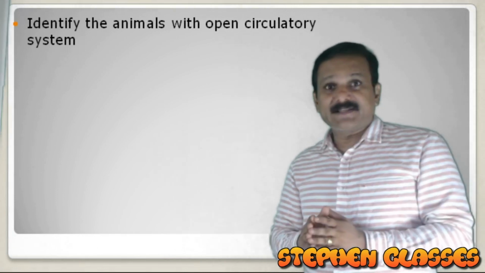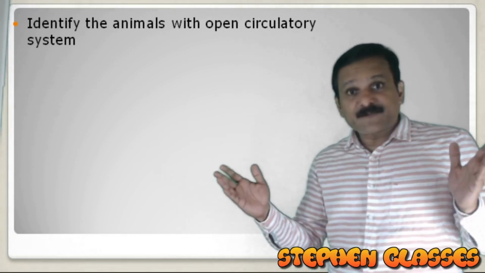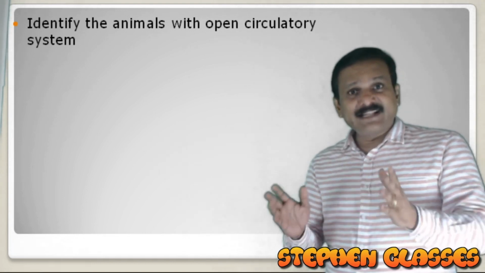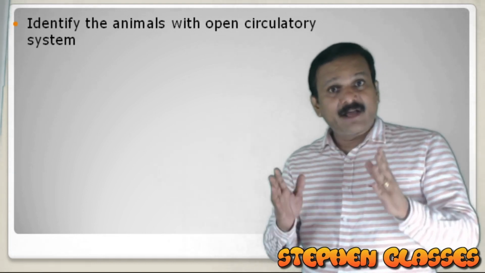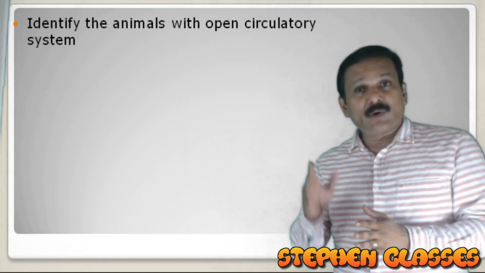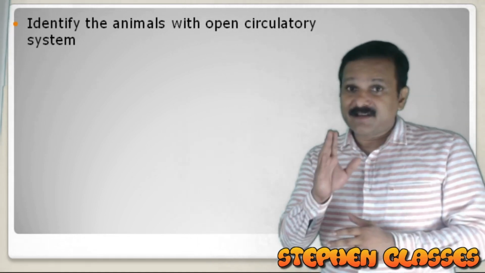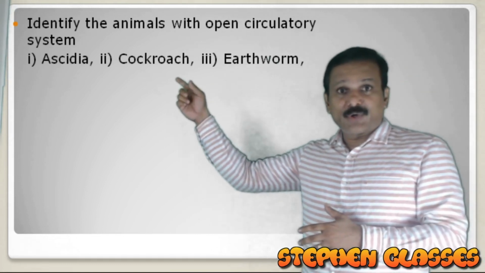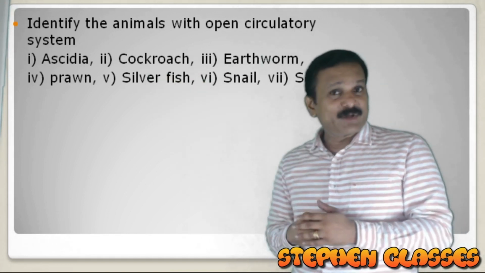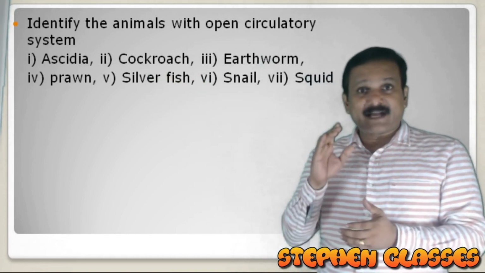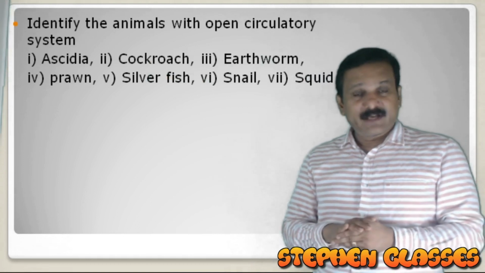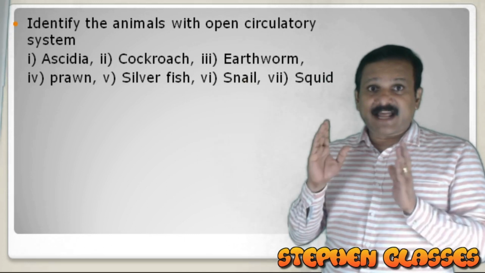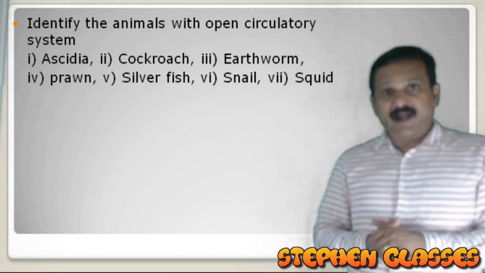Open circulatory system is applicable for different types of animal groups. All arthropods have open circulation. Like that, non-cephalopod mollusks have open circulation. And also hemichordates are with open circulation. So we have a set of examples now. Ascidia, cockroach, earthworm. Ascidia has open circulation because it comes under the Urochordata group. Then cockroach also has open circulatory system. Earthworm is an annelid. It will have closed circulatory system.